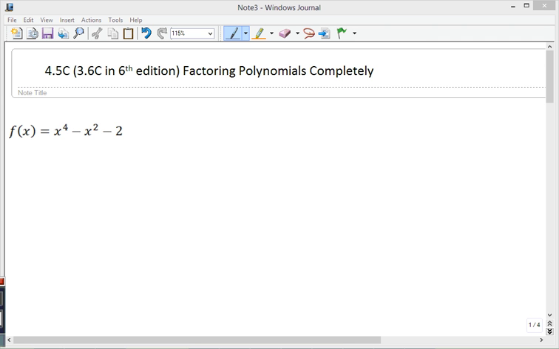So for example, this one is a 4th degree polynomial, and so we are looking for 4 zeros, and we will write 4 factors. Now it's totally possible to end up with 2 zeros being the same thing and 2 factors being the same thing, in which case we would put squared, but we still account for 4 of them.